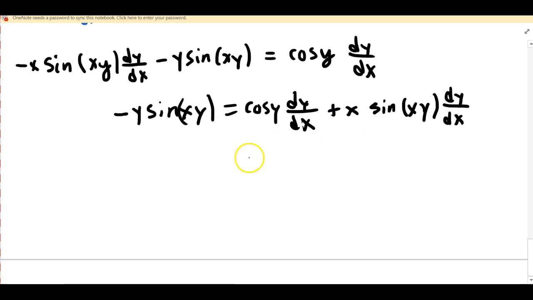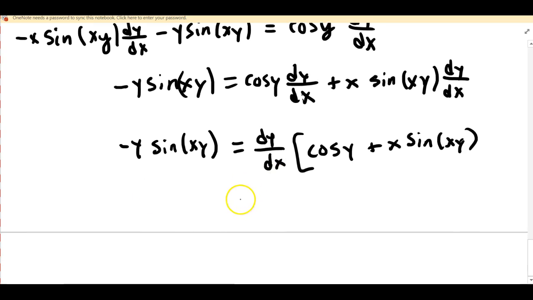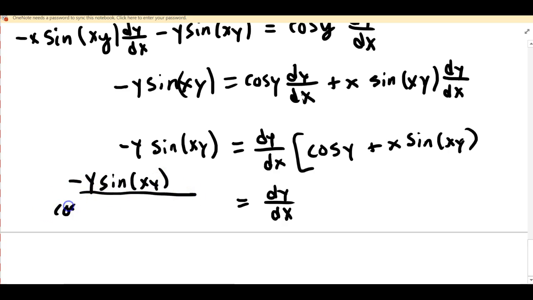Then I'm going to factor out the dy/dx. And later on, this just could be a mental thing. Just do it in your head. And then now divide both sides by cosine y plus x sine(xy). So your final answer is that dy/dx is going to be equal to negative y sine(xy) over cosine y plus x sine(xy).